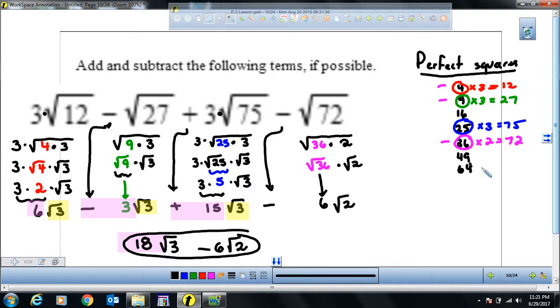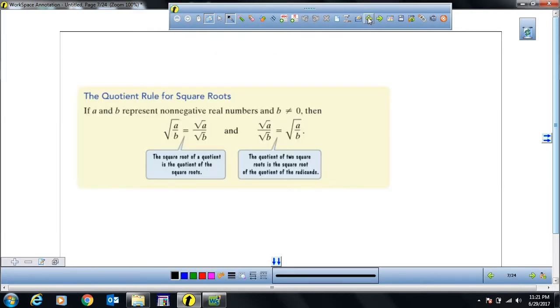Now, the next thing we're going to cover is going to be the quotient rule, which deals with division of radicals. So that's going to be the next objective here. Now, the quotient rule for square roots states that if we have the square root of a over b, that is equal to the square root of a divided by the square root of b, or vice versa. Square root of a over square root of b equals the square root of a over b in the same square root.